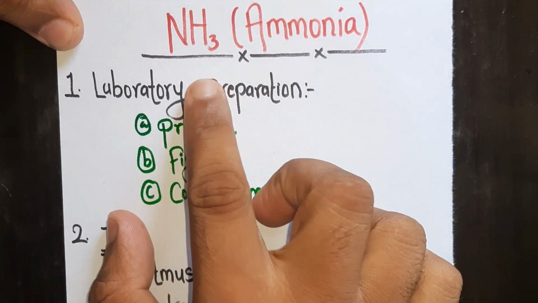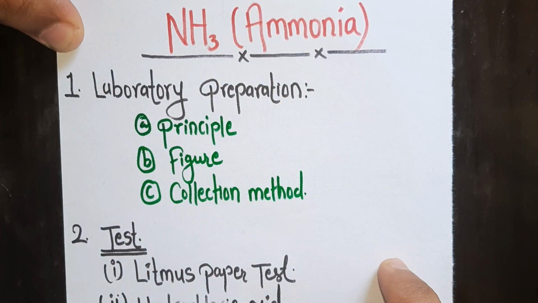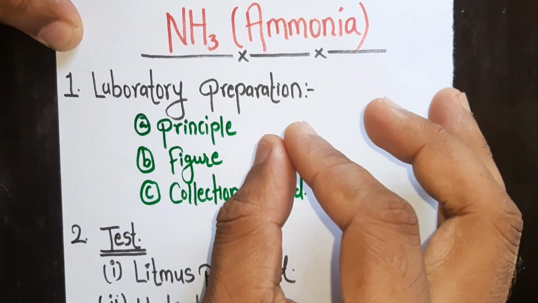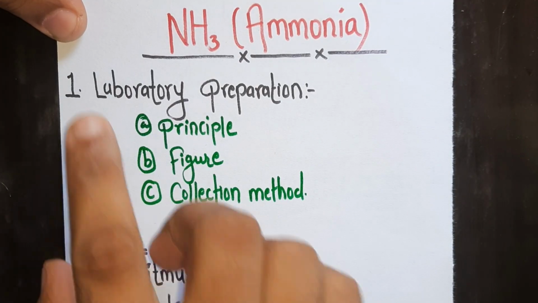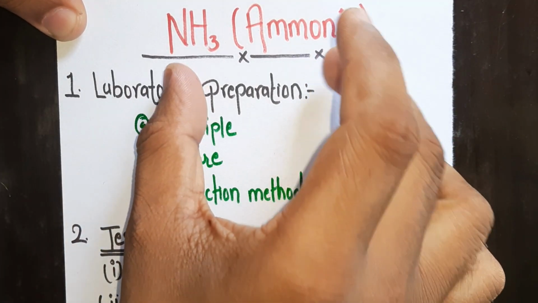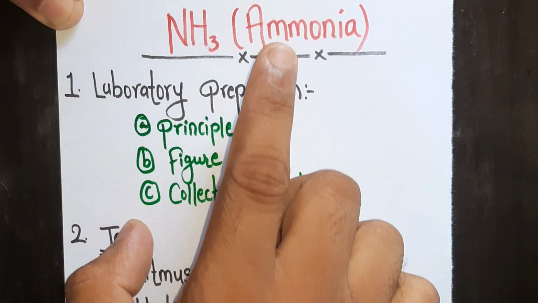Today's topic, as you see here, is ammonia gas preparation, the laboratory preparation of ammonia gas, and the logbook 4 marks is confirmed from here. So let's start. What are the topics included under this topic, ammonia gas? Number first, the laboratory preparation of ammonia gas.